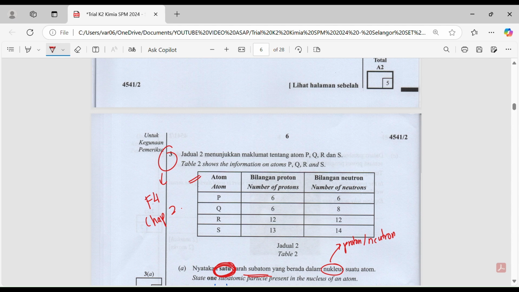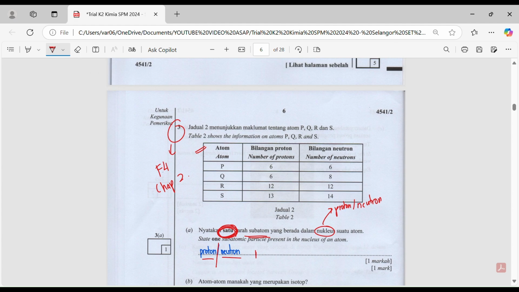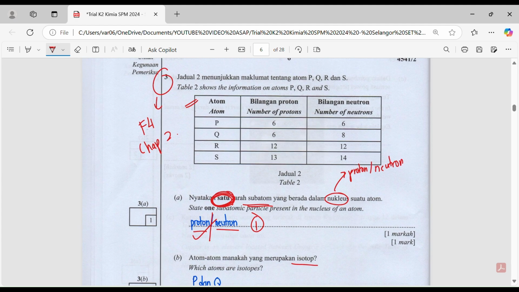So in this case, give only one. It's either proton or neutron. Do not write both. Just write one. Ikut the question. Question says one, you give one. Right? Don't go more than that. So, easy 1 mark lah. Okay. Next, atom-atom manakah yang merupakan isotop?